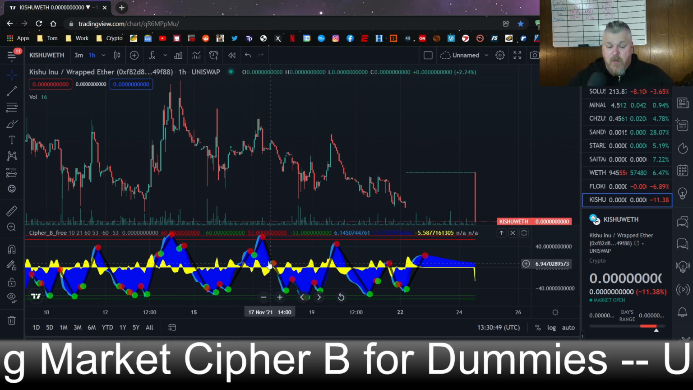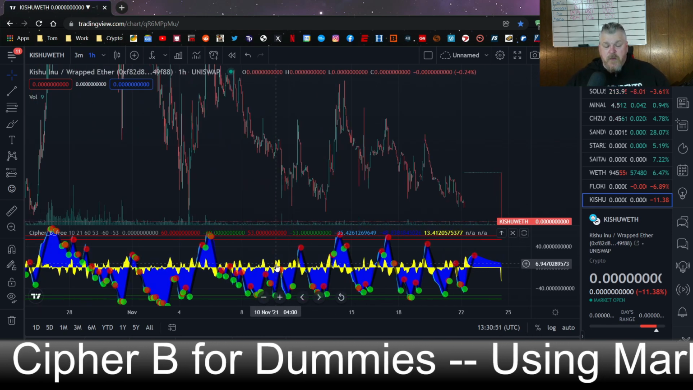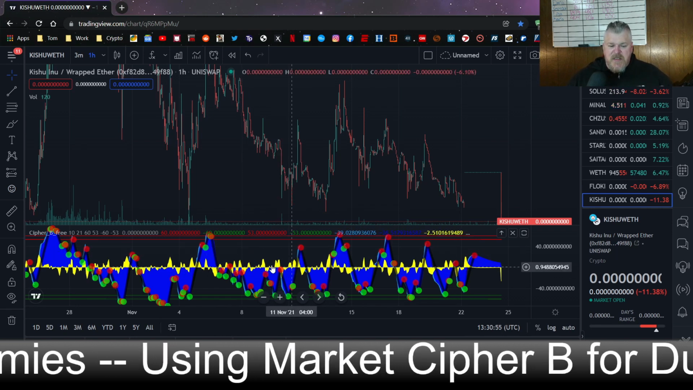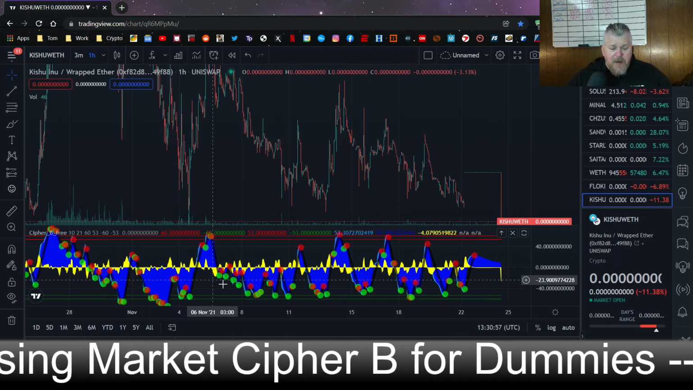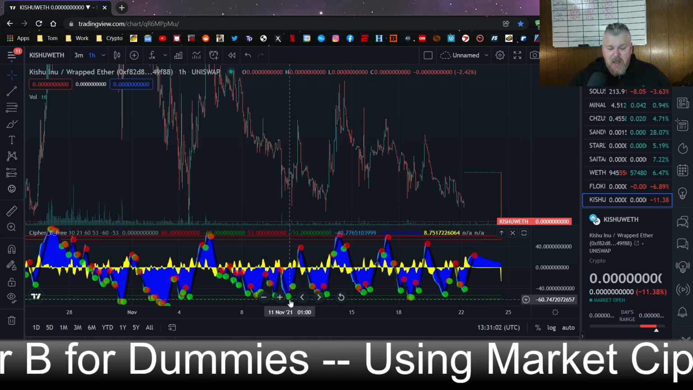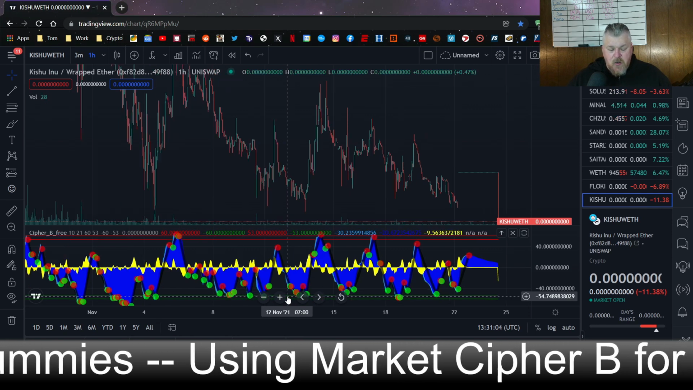Here's something for you to remember, though. Kishu is a rapid test of extremes at this point. And I'm going to take you back here for November 11. November 11, around midnight, you got a buy signal right here.